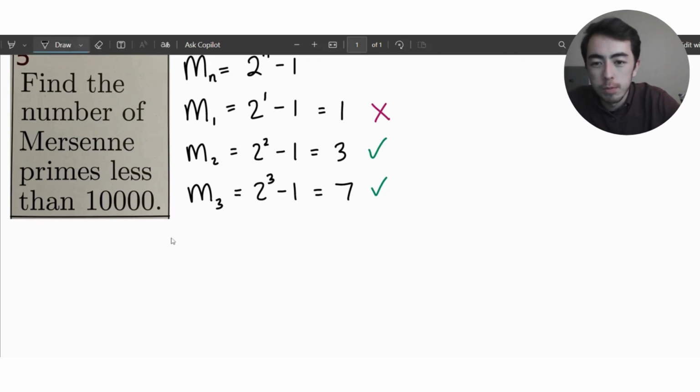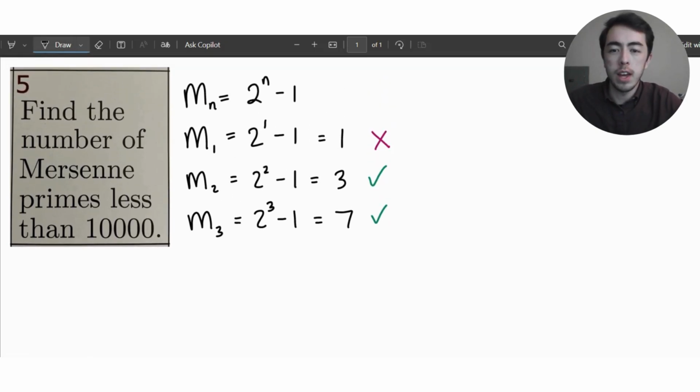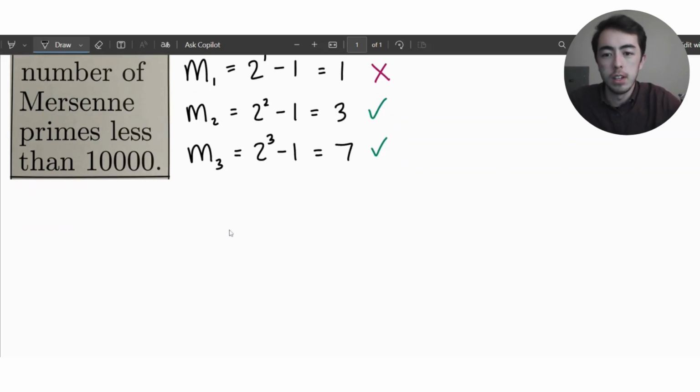Though, actually, hold on. There are some numbers that I don't actually need to check. So let's do a little bit of an algebra proof right here. If that power of n is even, you could think of me doing 2 to the power of 2k, where k is some integer, and that 2 just shows that it's even. If I do 2 to the power of 2k minus 1, this is a difference of squares.